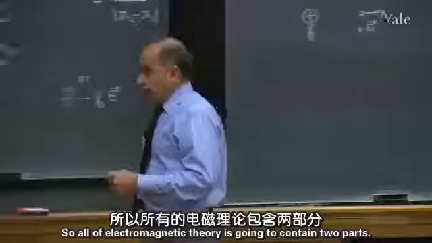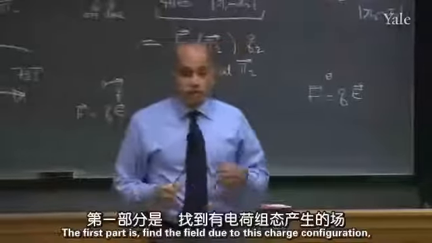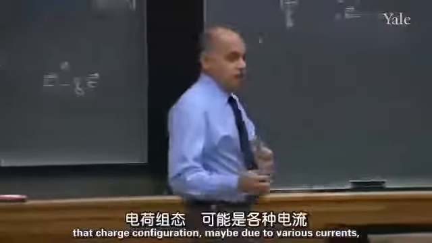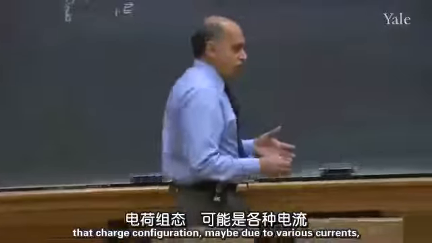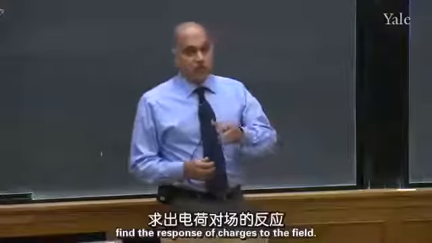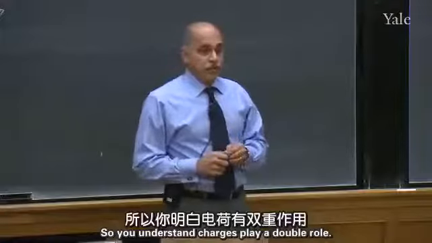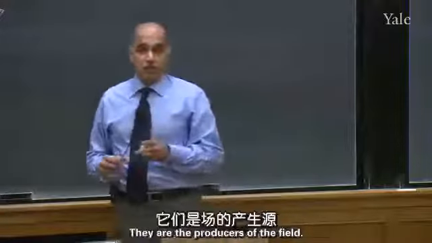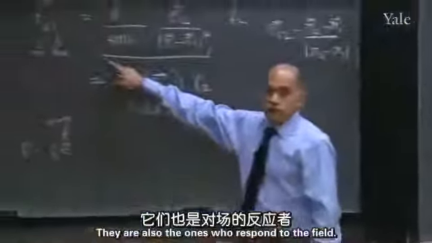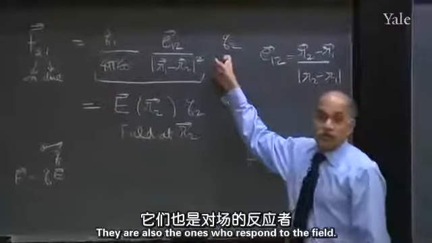So all of electromagnetic theory is going to contain two parts. First part is find the field due to this charge configuration, that charge configuration, maybe due to various currents. The second part is, given the field, find the response of charges to the field. So you understand, charges play a double role. They are the producers of the field. They're also the ones who respond to the field.